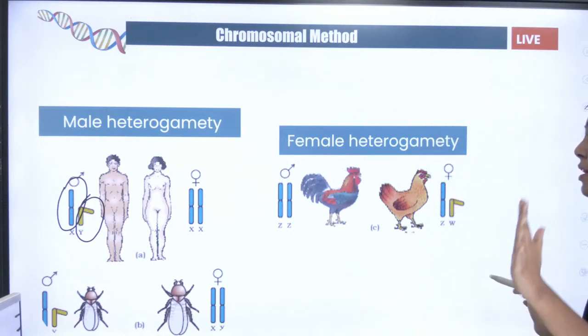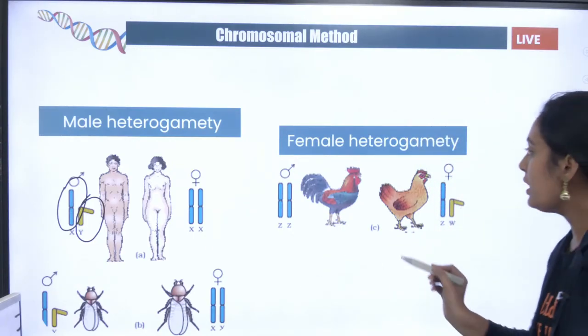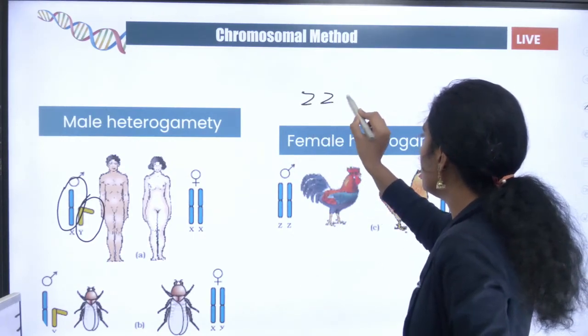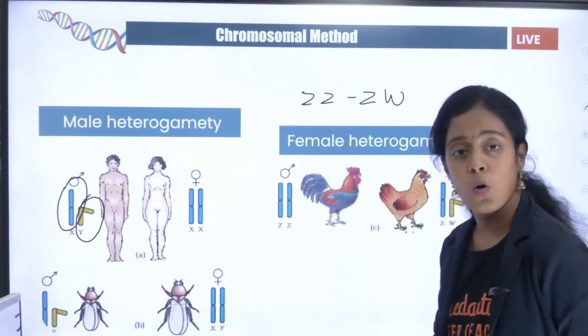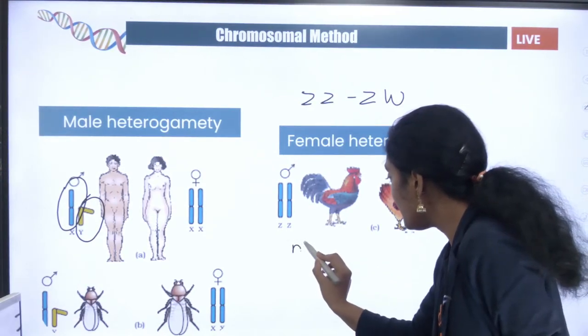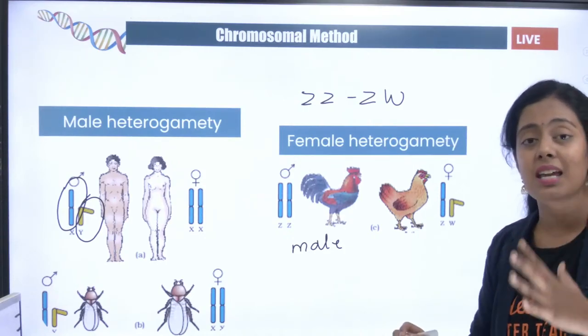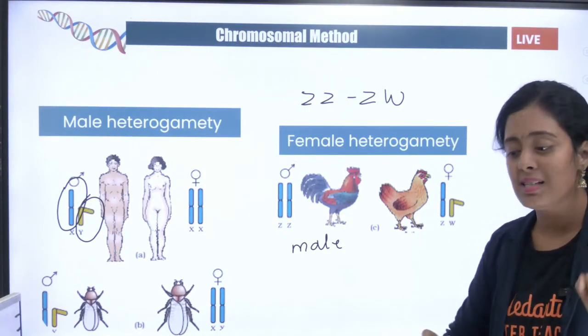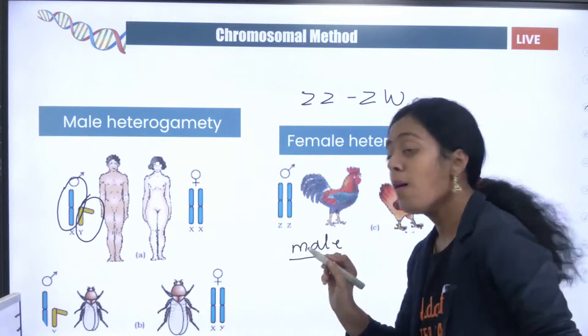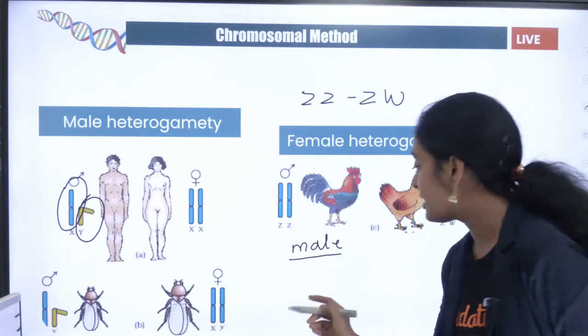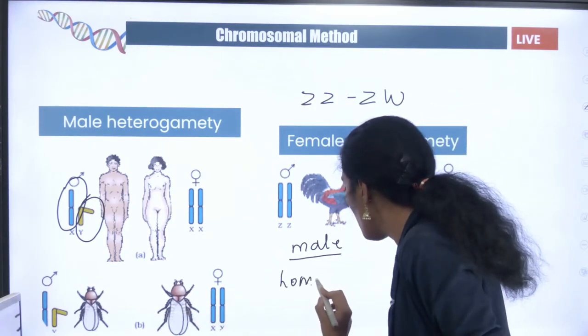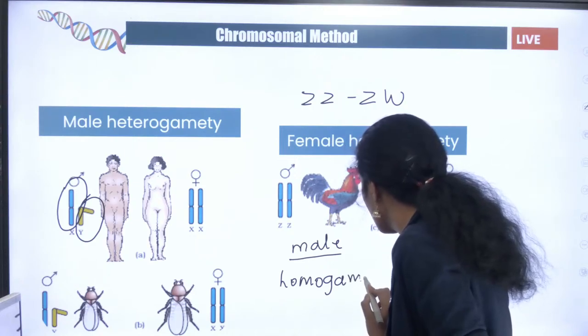Okay, next we have female heterogamety. This is what we call the ZW type. Here the males are homogametic. It is seen in birds. In the ZZ-ZW type, where are they found? In birds. So the males produce similar gametes, and that is what we call homogametic.